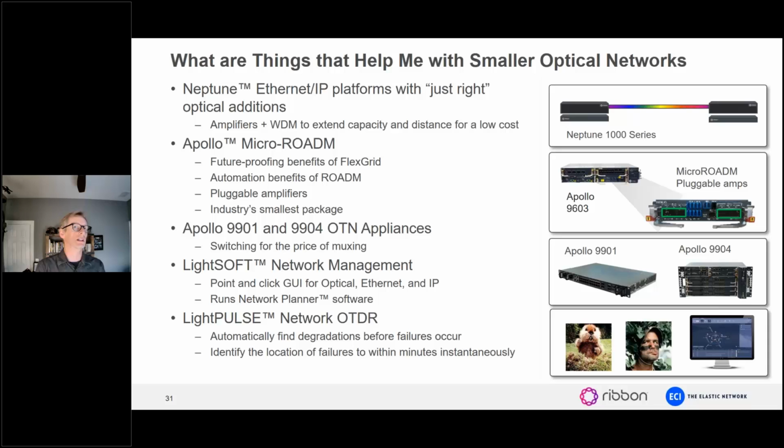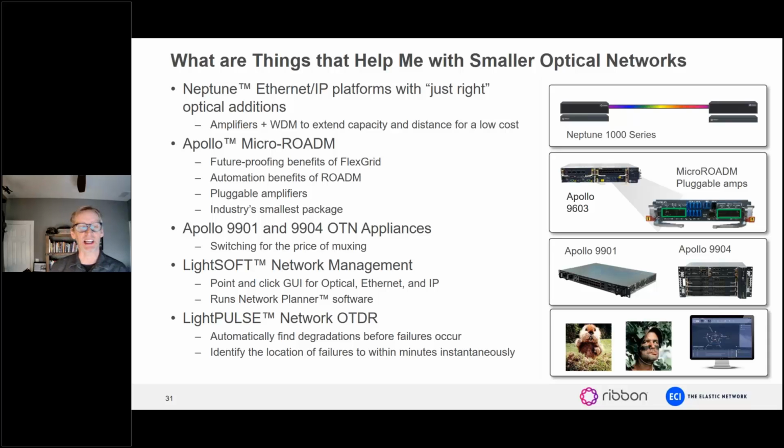And if your network doesn't justify a full ROADM, for example, we actually have wafer thin amplifiers and WDM pieces of that line system that you could put right into the Neptune platform. So it's a very cost-effective addition if you don't need a lot of capacity. But as we saw in the poll question, capacity is a big deal for folks, so we have the Apollo Micro ROADM. It really gives you a lot of future-proofing capabilities. You get all the automation benefits of a ROADM, and it's, to my knowledge, the industry's smallest package. And Elizabeth sells everything by the pound, so that means it's cheap.